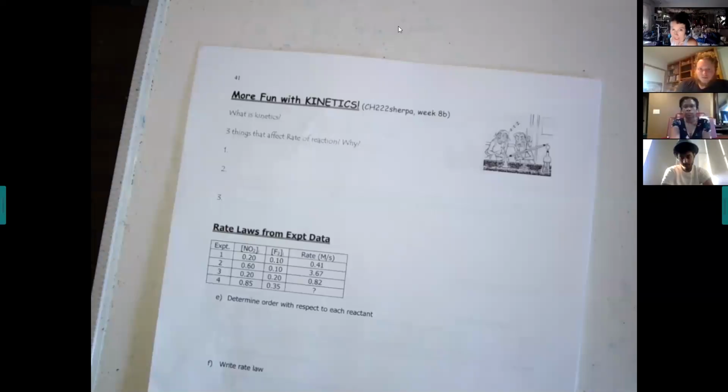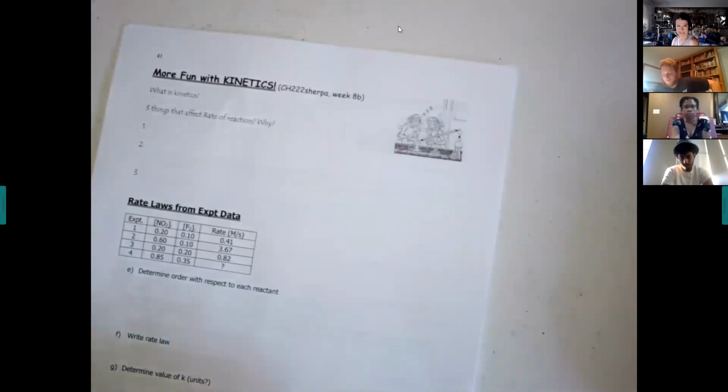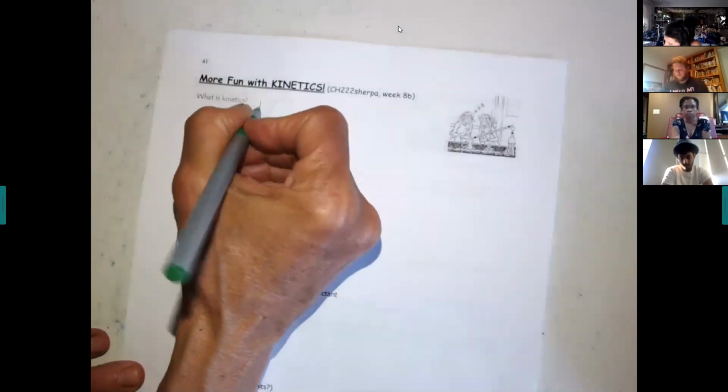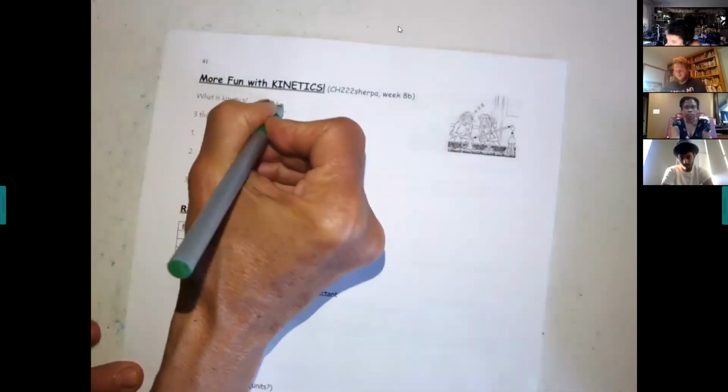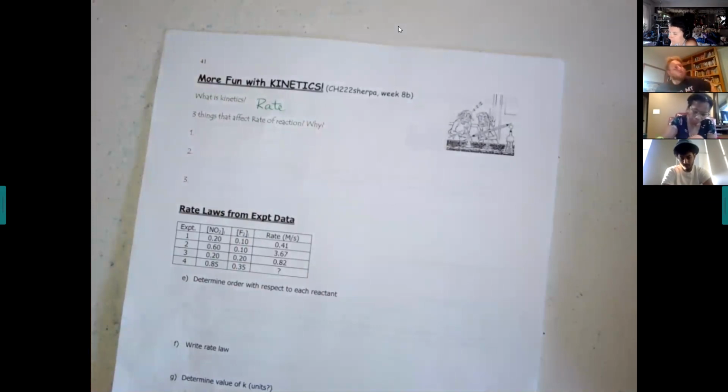All right, so it's page 41, and the top part's just review. To me, this is the most important piece because it explains what kinetics is. Kinetics is just studying the rate, or how fast the reaction goes. So we're looking at the speed of a chemical reaction. Does anybody remember any of the three things that affect how fast a reaction goes?